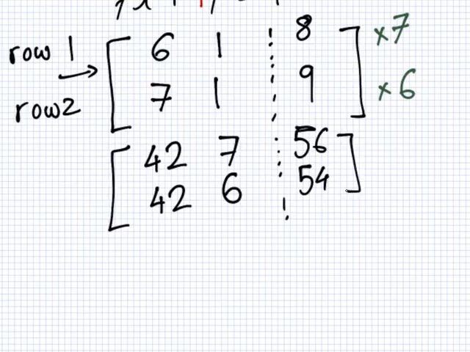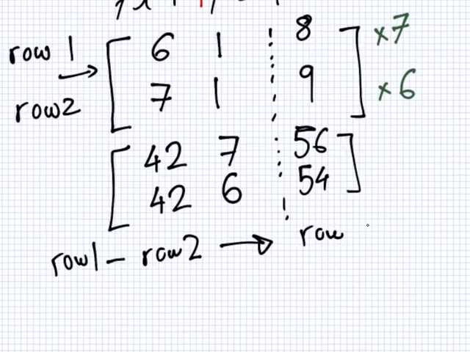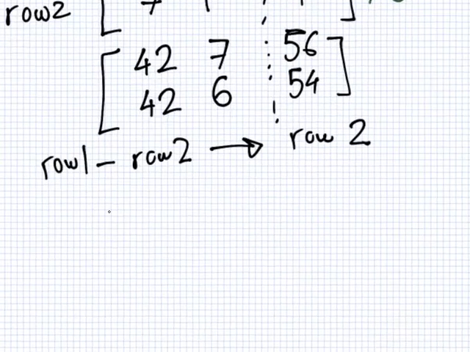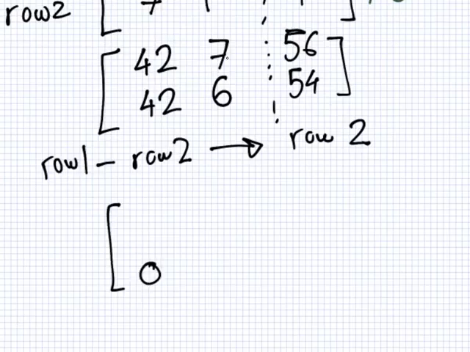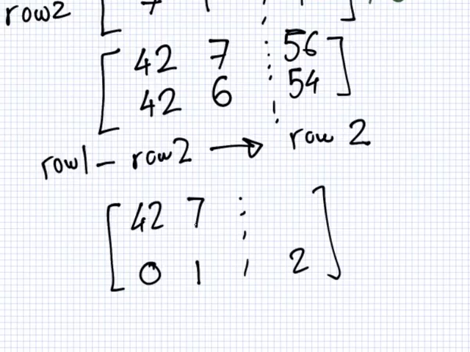54. Okay. Then what I do next is row 1 minus row 2 and I put the answer on row 2. So for example here, 42 minus 42, 0. 7 minus 6, 1. And then here, 56 minus 54, 2. And the first row stays the same, like this. Okay?